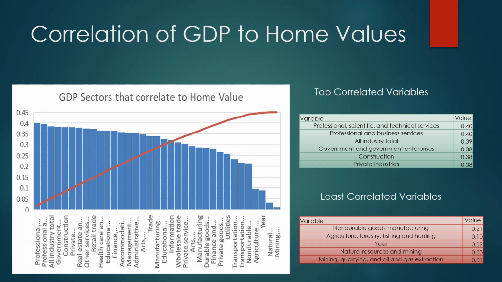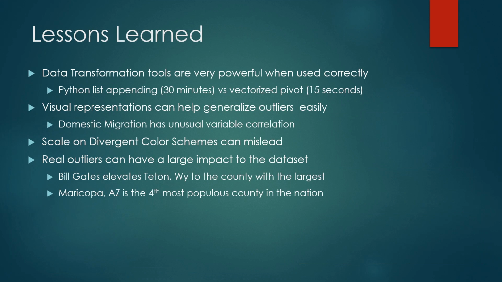And additionally, here's GDP to home values. Again, professional services are up there. Governmental services are up there. So kind of the big broad industry topics are up there and they correlate very well with the total industry. But what is interesting is variables that are not correlated end up being mining again, and mining, quarrying, and natural resources. So there is a very distinct decoupling between total GDP and some of these more physical ways of producing GDP. So there's an awful lot of lessons learned from these 12 months.